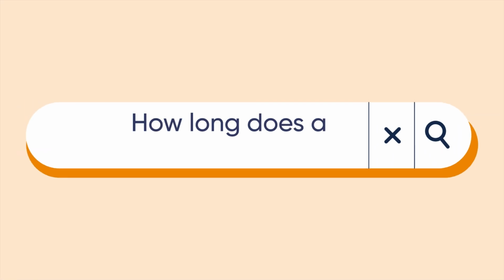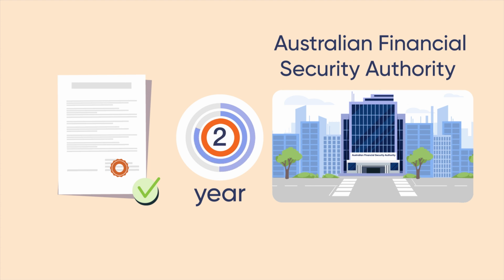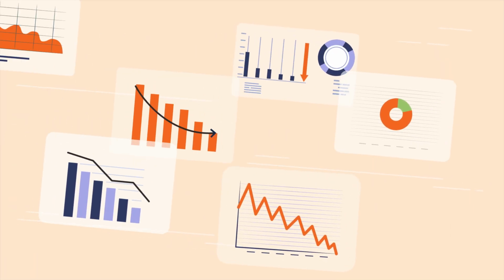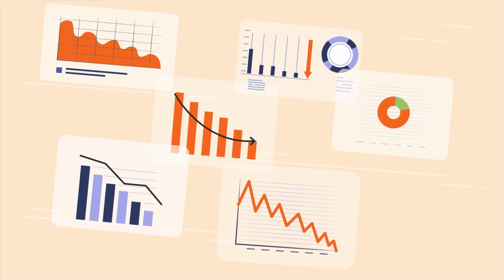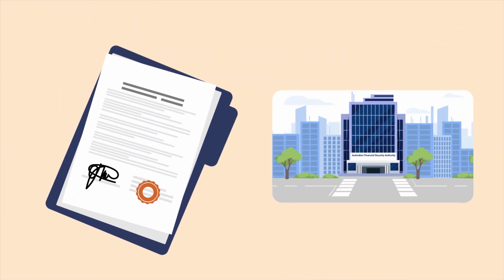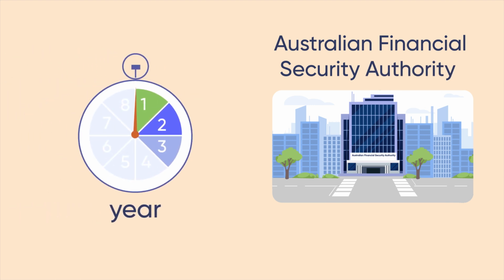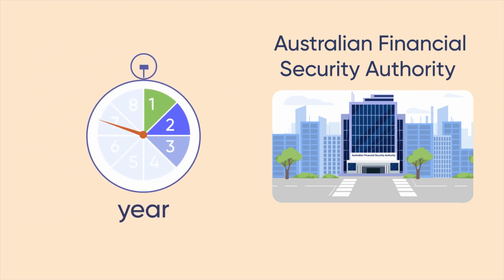How long does a bankruptcy last? The bankruptcy process normally lasts about 3 years and 1 day from the date the bankruptcy form is lodged with the Australian Financial Security Authority. However, a bankruptcy trustee may apply to the Australian Financial Security Authority to have the bankruptcy period extended to 5 or 8 years if the individual fails to maintain their obligation during the bankruptcy.